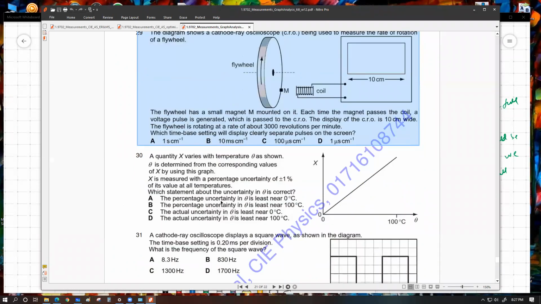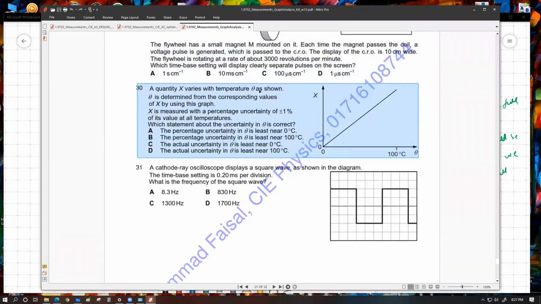30. Let's have a look. A quantity x varies with temperature theta as shown. Theta is determined from the corresponding values of x by its graph. X is measured with the percentage uncertainty of plus and minus 1% of its value at all temperatures.